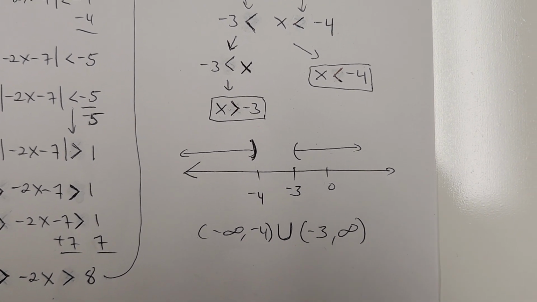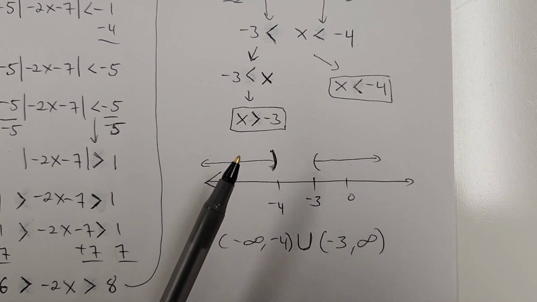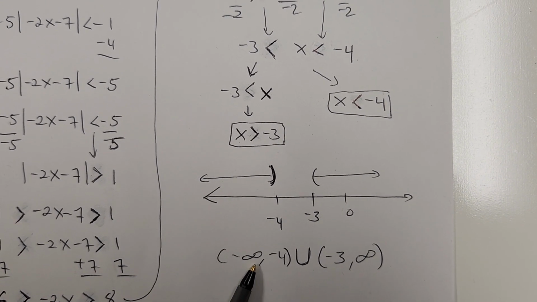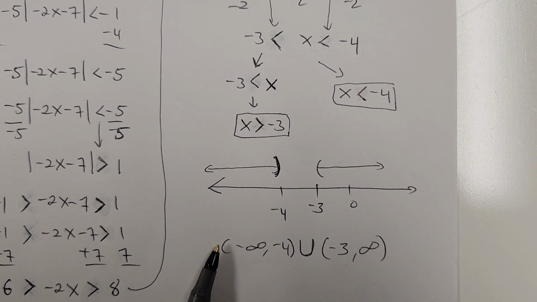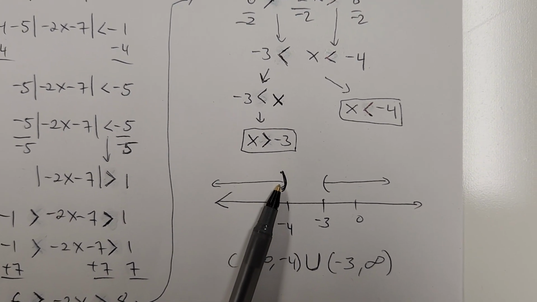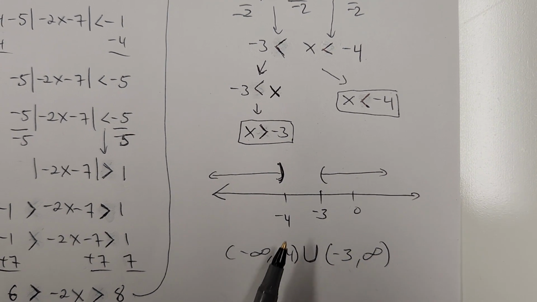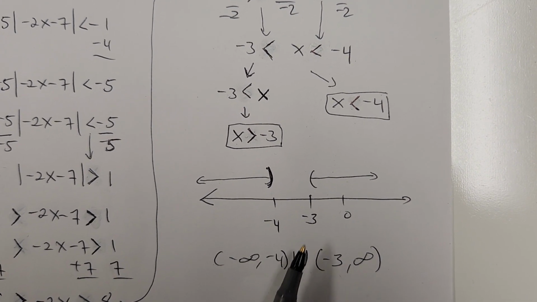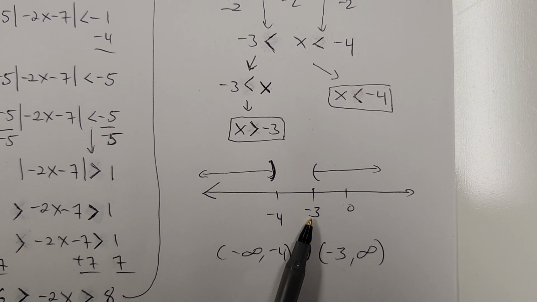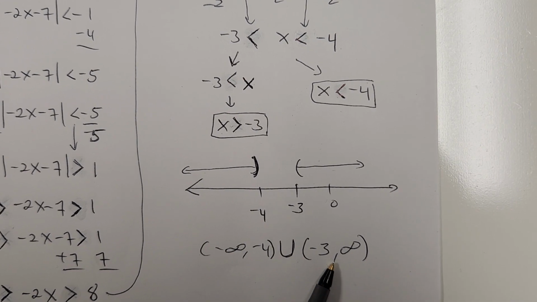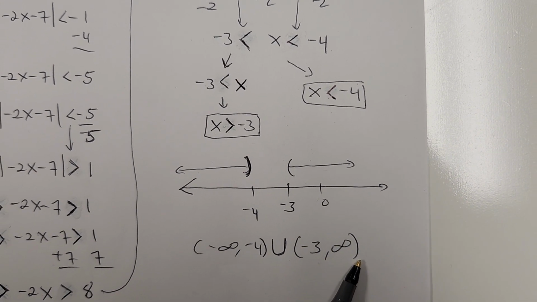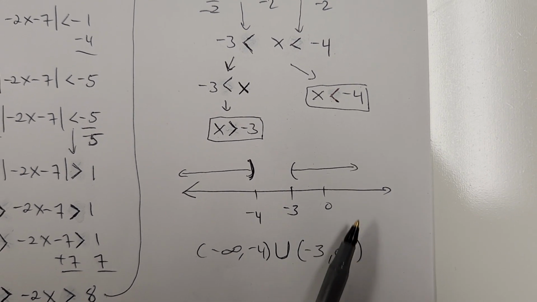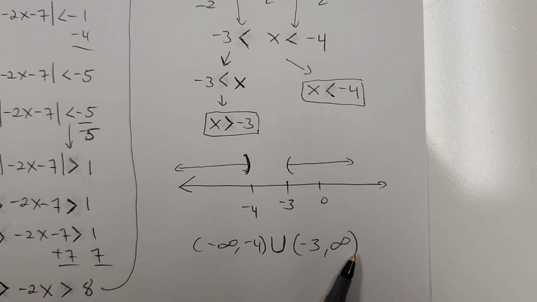Okay, so one more time: arrow, infinity, since it's on the left, negative, with parenthesis, comma, negative 4, parenthesis, gap, U, parenthesis, negative 3, parenthesis, comma, and then arrow, infinity, parenthesis.